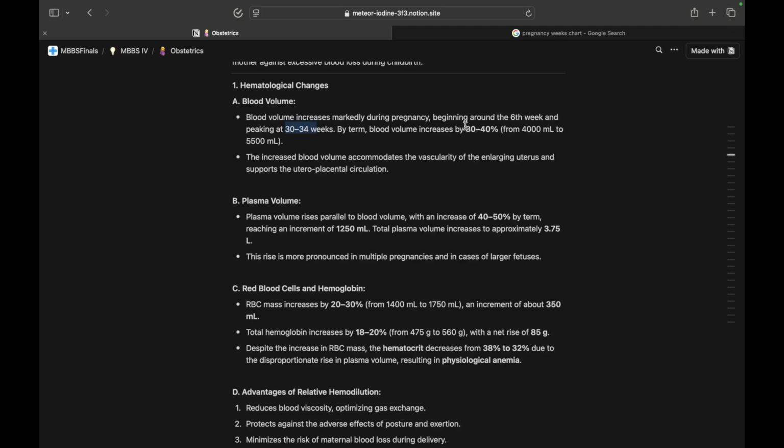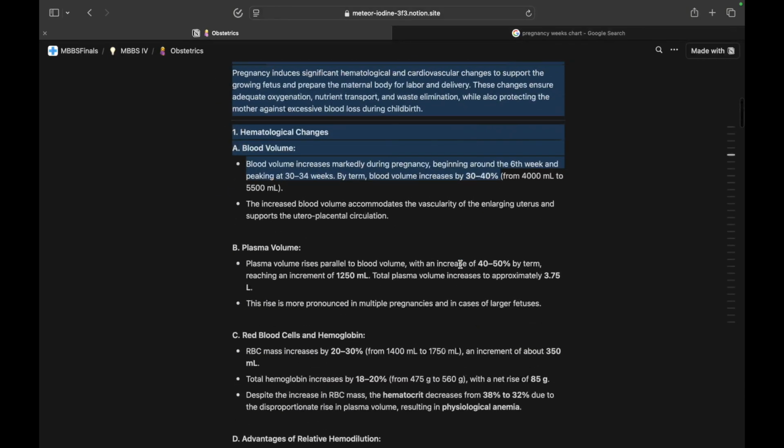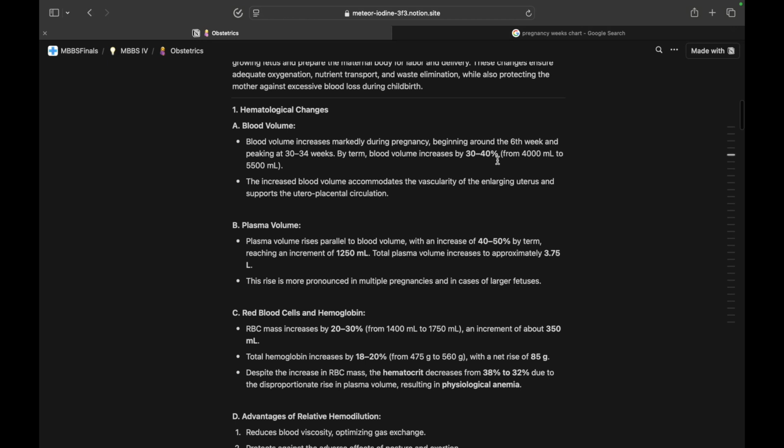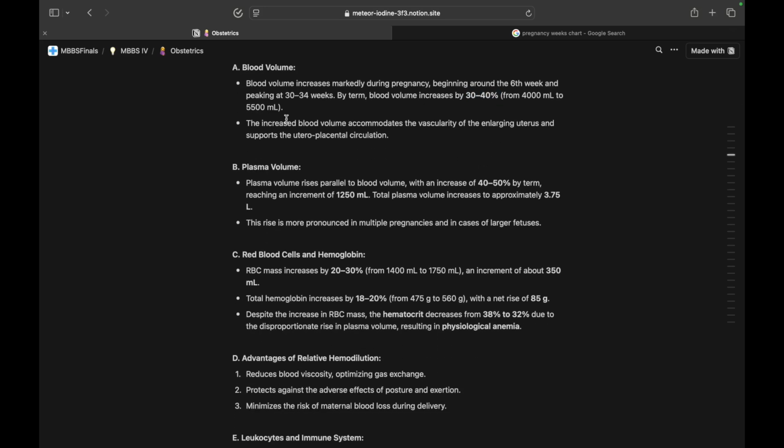So 30 to 40%. In numbers, that is 4000 ml to 5500 ml. So from the 6th week to 30 to 34 weeks, that is an approximate 30 to 40% increase in blood volume. The increase in blood volume accommodates the vascularity of the enlarging uterus and supports the uteroplacental circulation. The fetus is there, the placenta is there, the uterus is there, everything demands more blood. So this change supports that.